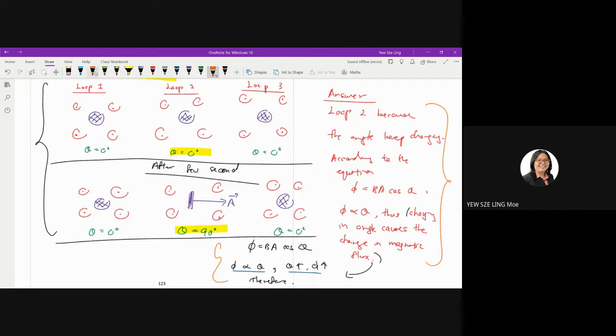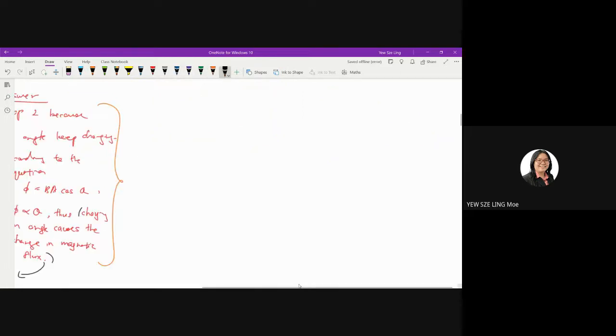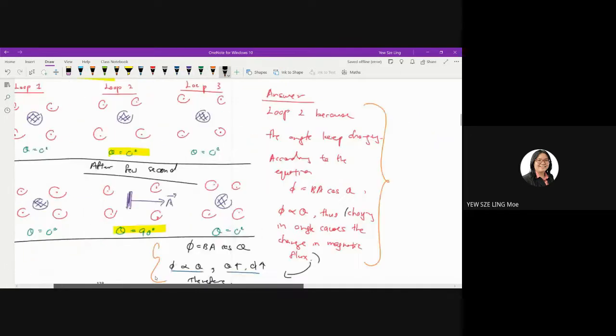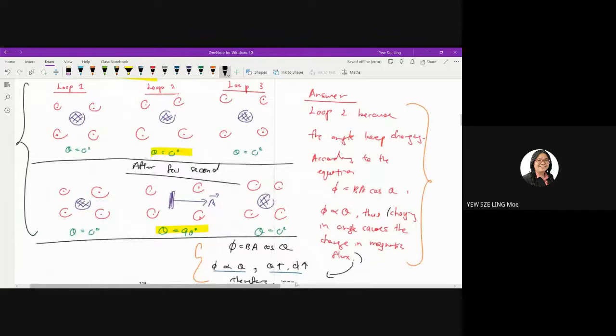I give you a few minutes to write it down. Jawapan dalam hitam dengan merah, kamu tengok macam mana kamu nak susun dia. You can write them down separately, or you can combine them. So the answer is loop number 2.